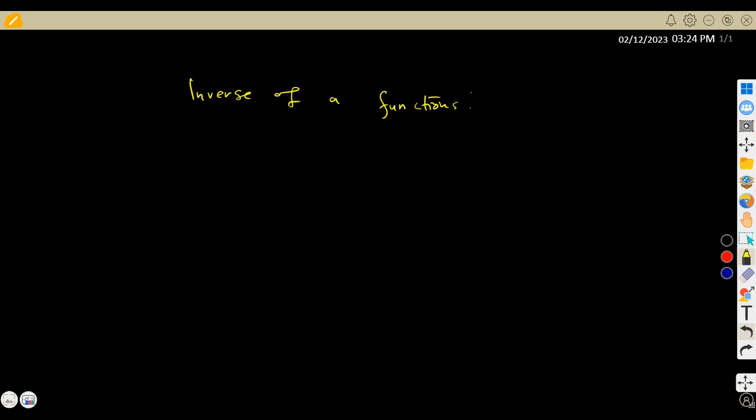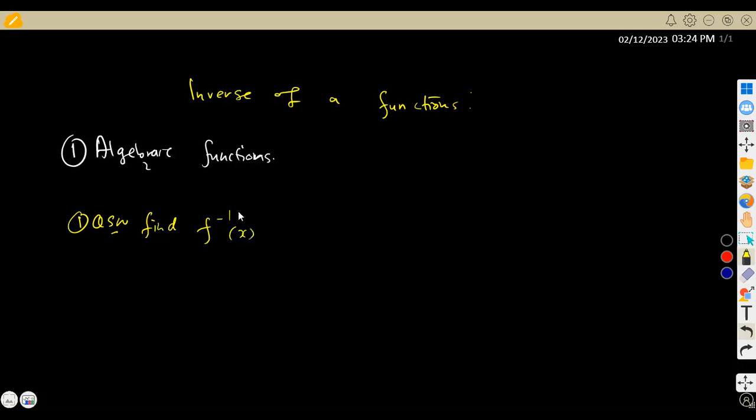In this case, we are going to start with algebraic functions, just a normal algebraic function that you can think of. If you are asked to find the inverse of a function, I'm going to illustrate with an example. Let's illustrate with the question, then I will explain from there. The question can be: find the inverse of f of x, which is given like this.